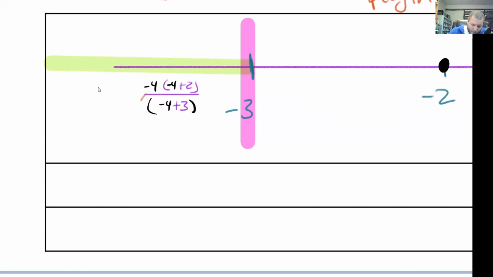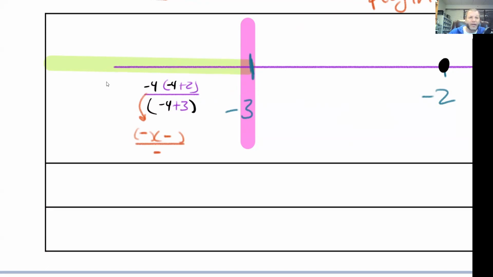So -4 is a negative number. -4 plus 2 is going to be a negative number because 4 is bigger than 2, right? So it's more negative than it's positive, and we just get -2. -4 plus -3 is -1, which is also a negative number.